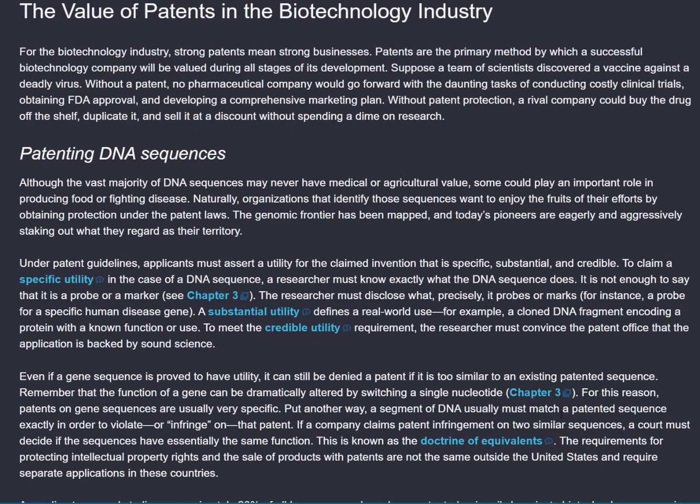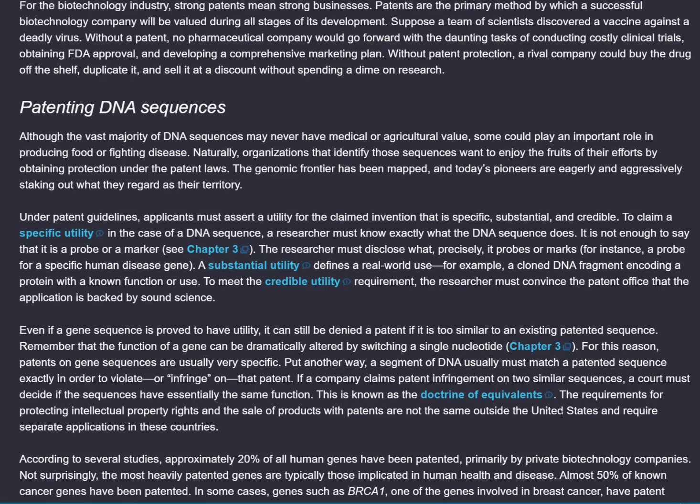The value of patents in the biotechnology industry. For the biotechnology industry, strong patents mean strong businesses. Patents are the primary method by which a successful biotechnology company will be valued during all stages of its development. Suppose a team of scientists discovered a vaccine against a deadly virus. Without a patent, no pharmaceutical company would go forward with the daunting tasks of conducting costly clinical trials, obtaining FDA approval, and developing a comprehensive marketing plan. Without patent protection, a rival company could buy the drug off the shelf, duplicate it, and sell it at a discount without spending a dime on research.